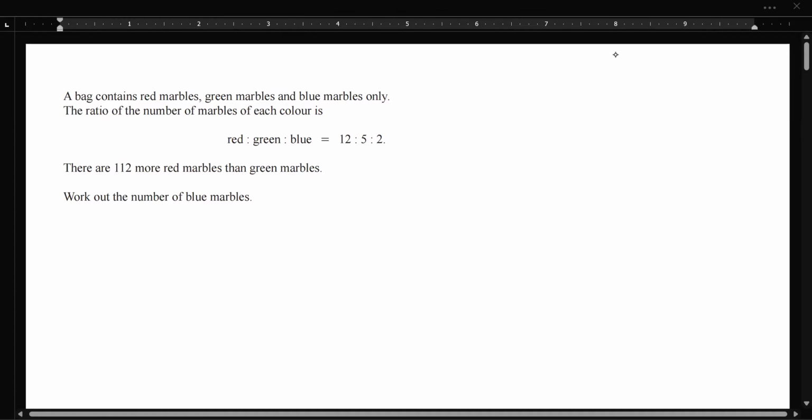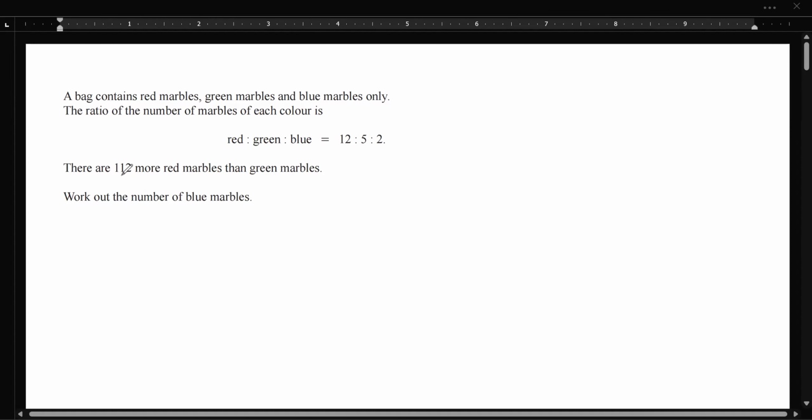Today I'm going to solve some important questions, and they are going to help you a lot. As you can see in the first question, a bag contains red, green and blue marbles only. The ratio of the number of marbles of each color is given. 12 represents the red color, 5 represents green, and 2 represents blue.